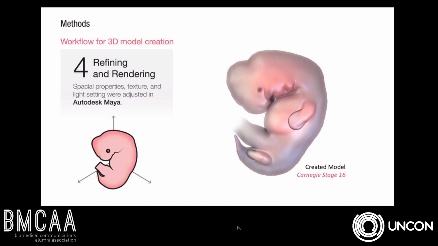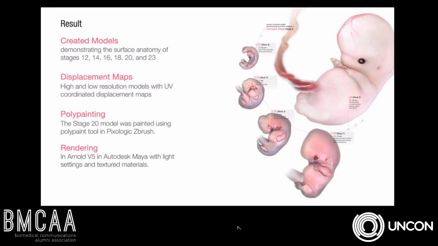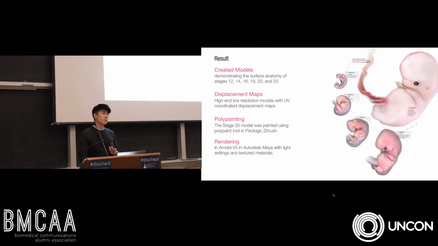So these are some examples of created models. I created surface anatomy models of several stages. Each model was created with high and low versions with a UV coordinate displacement map. And one of the models was painted with the poly painting tool in ZBrush. And the color map was used as a material in Maya.